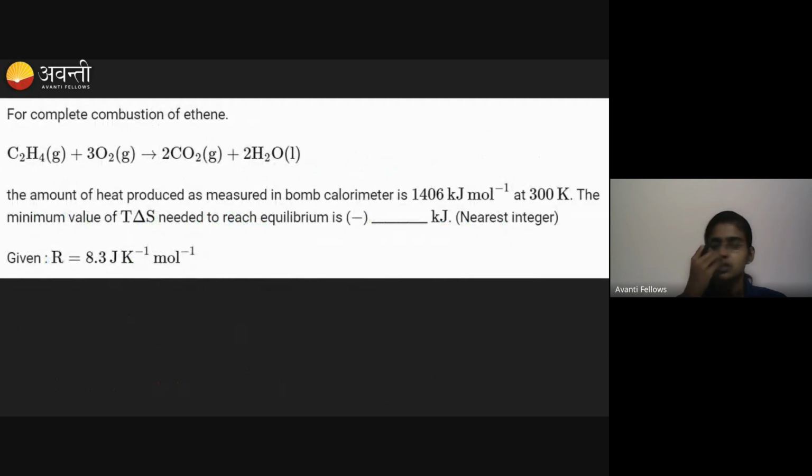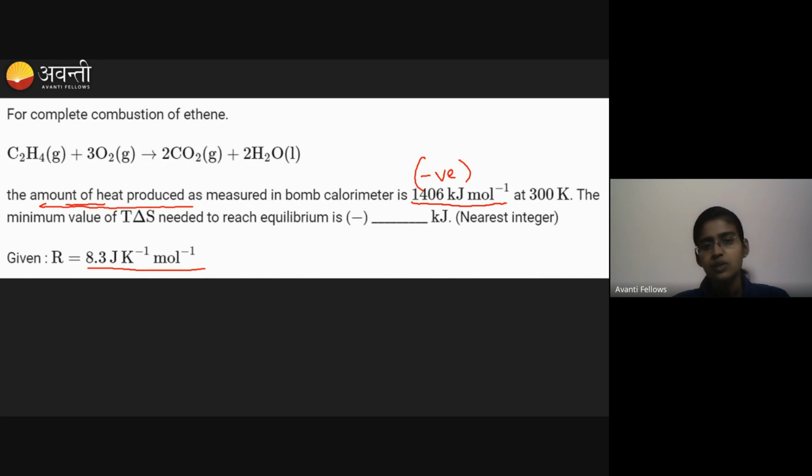Now coming to the next question. For complete combustion of ethene, the amount of heat produced as measured in a bomb calorimeter is 1406 kilojoule per mole. Heat is produced, so it should be negative. And the temperature is 300 Kelvin. The minimum value of T delta S needed to reach equilibrium is minus dash kilojoule. R value is given as 8.3 joule per Kelvin per mole.